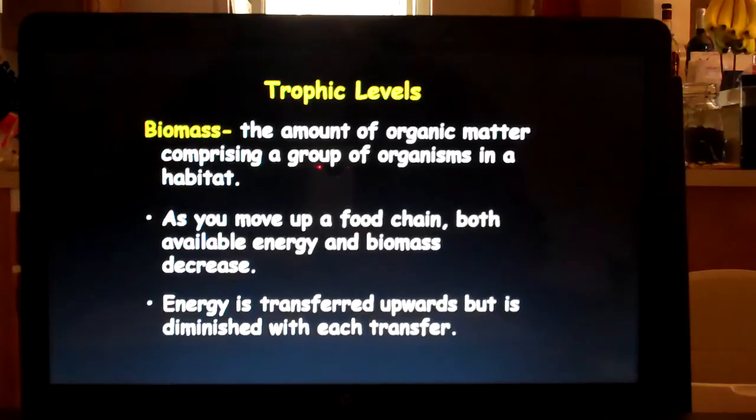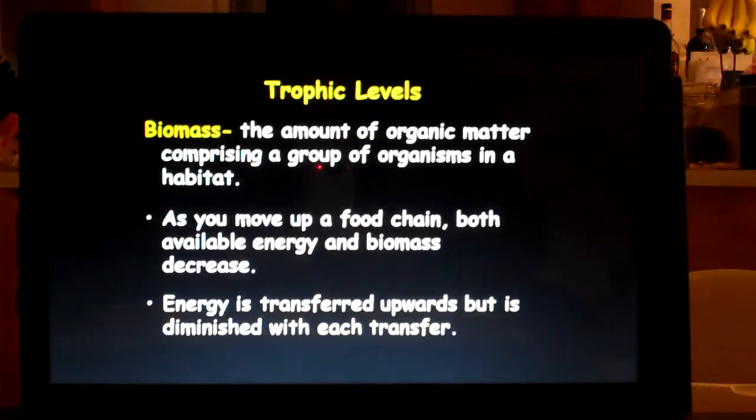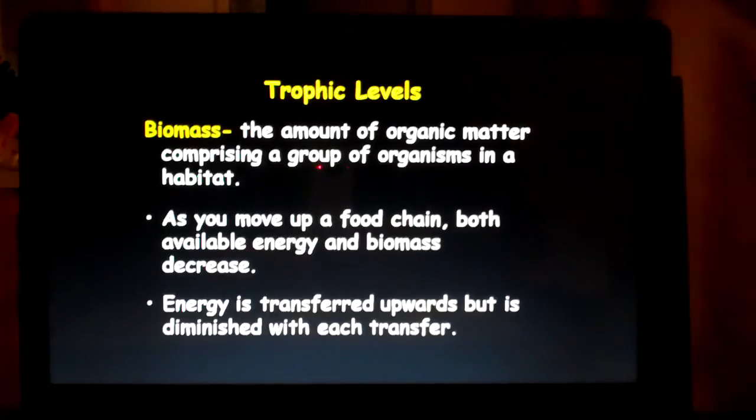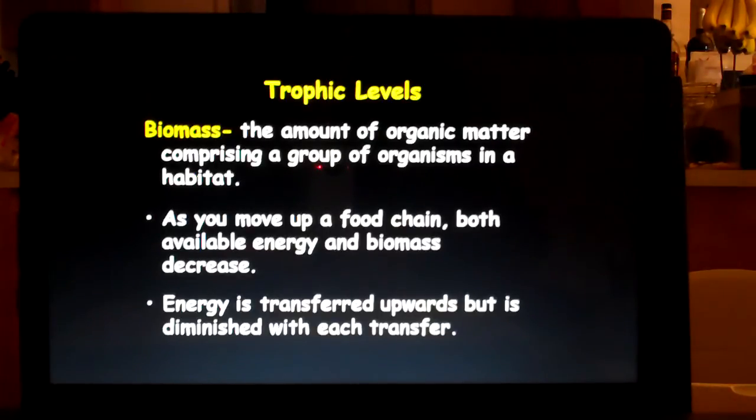So biomass: the amount of organic matter comprising the group of organisms in a habitat is known as biomass. As you move up the food chain, both available energy and biomass decrease. So by tenfold, like I said earlier, we're decreasing this.